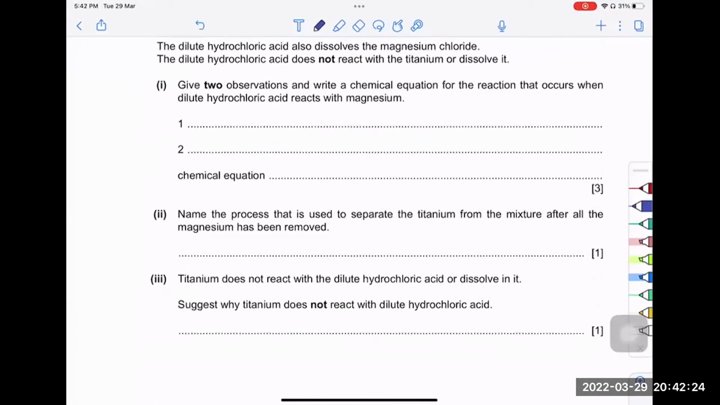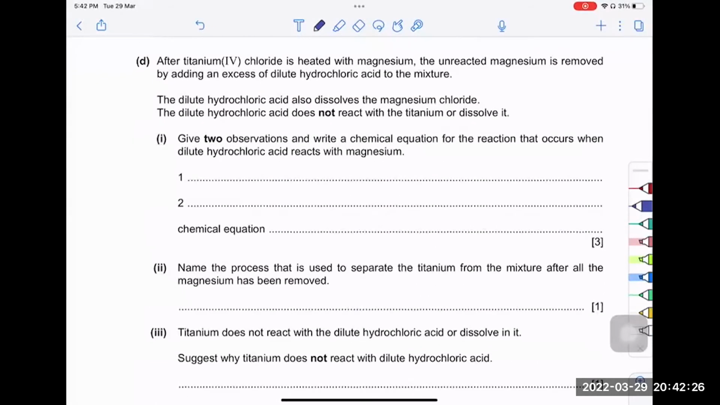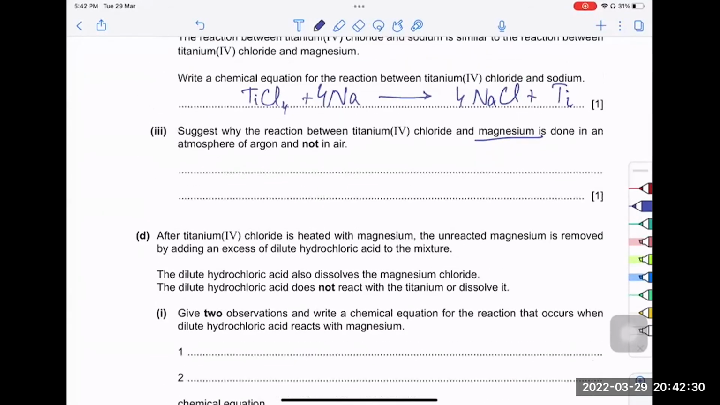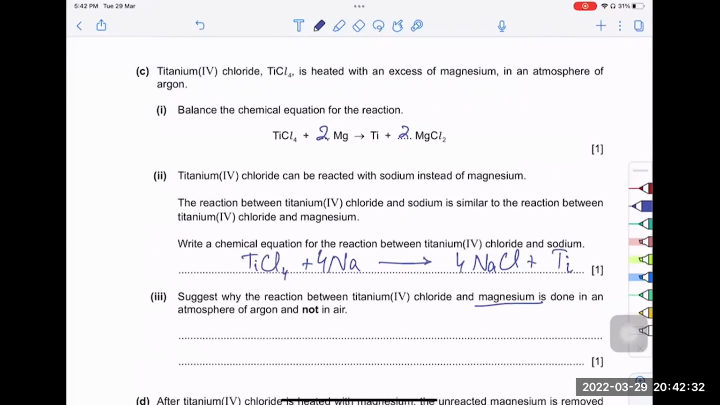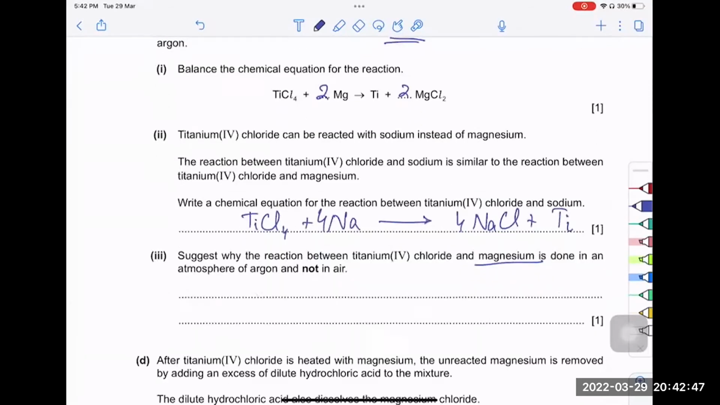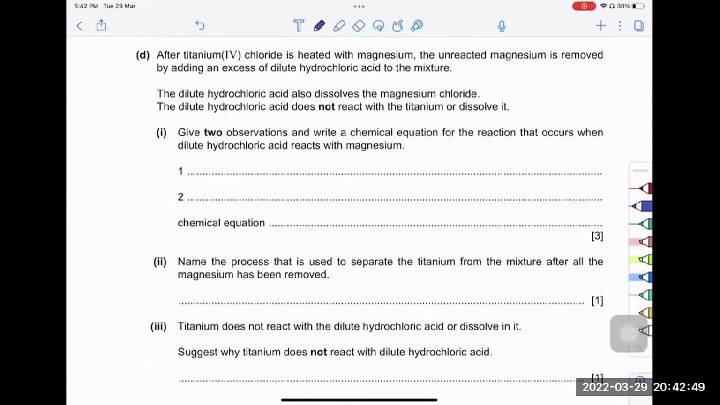After titanium 4 chloride is heated with magnesium, the unreacted magnesium, where are they getting unreacted magnesium from? Question पढ़ के मुझे बताएं. Why are they getting unreacted magnesium? Read the first line and then tell me why. Because there's an excess. Yes, very good. It's in excess. This is the word.